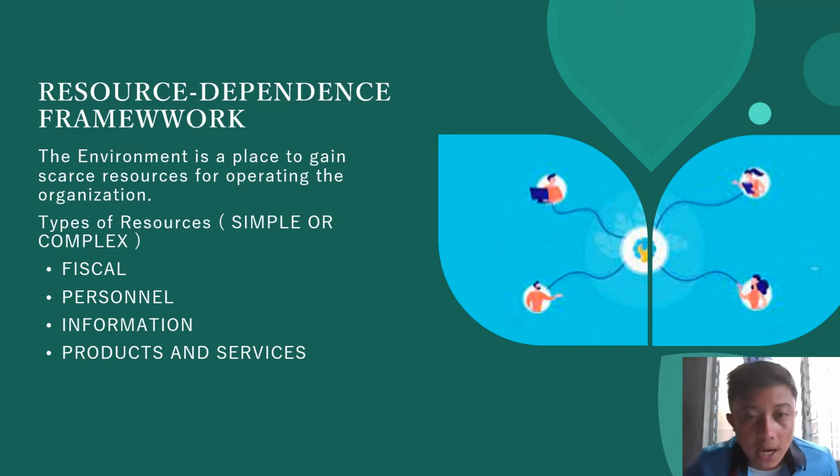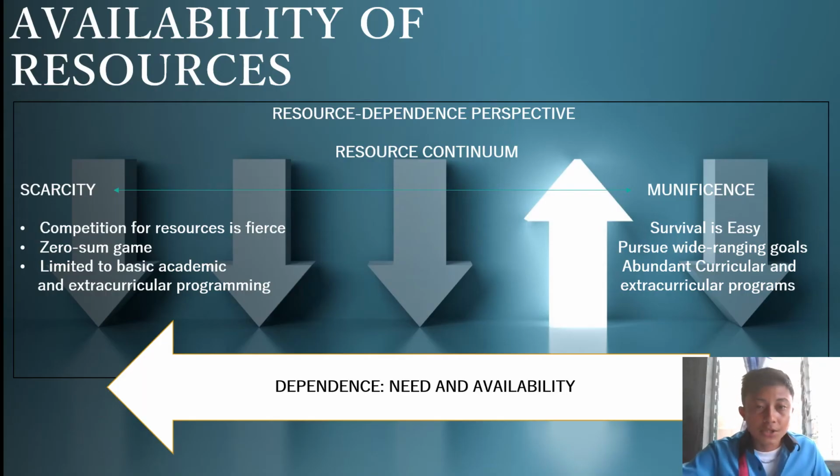So, resource dependence framework. The environment is a place to gain scarce resources for operating the organization. So there are types of resources. It's either simple or complex. The fiscal, the personnel, information, and products and services. So availability of resources.